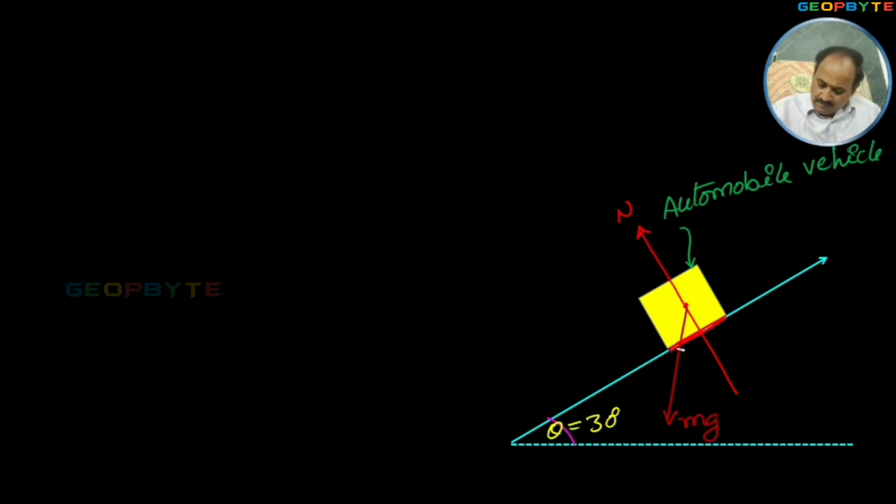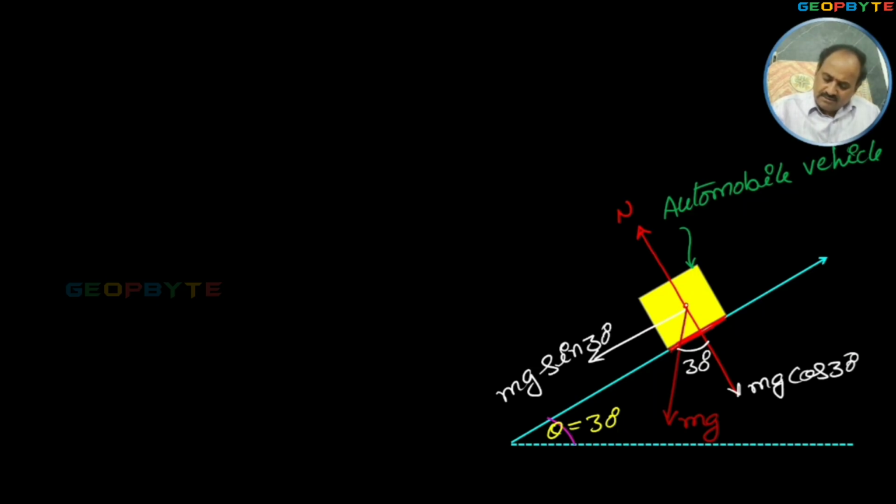Let us mark the angle. This is also 30 degrees. Then this is mg cos 30 degrees, and this is mg sin 30 degrees. Okay. Look at the direction of motion. This is the direction of motion of the vehicle with a speed v given as 10 meter per second.